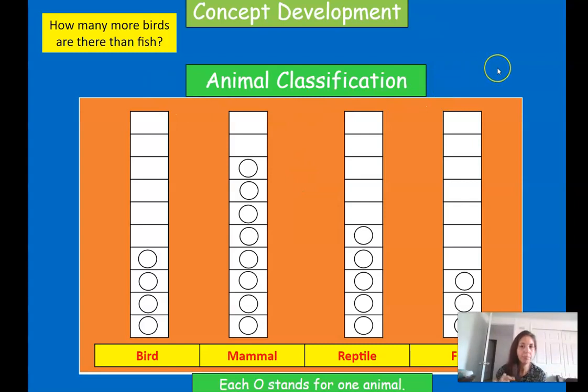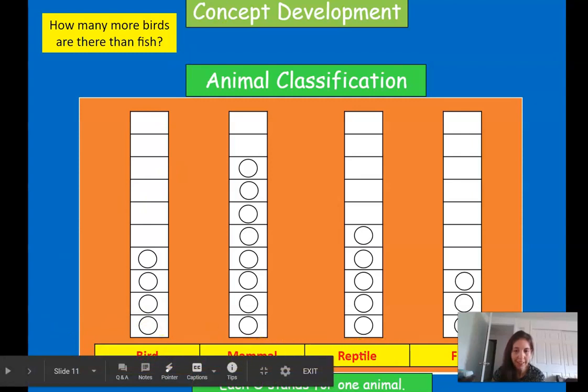Now, we need our labels. On the count of 3, I want you to tell me the 4 labels that we have. 1, 2, 3, go. If you said bird, mammal, reptile, fish, you are correct. These are our labels. They're labeling each column. Very good.